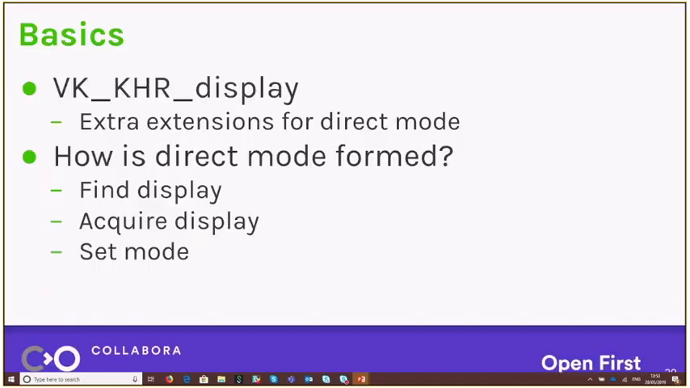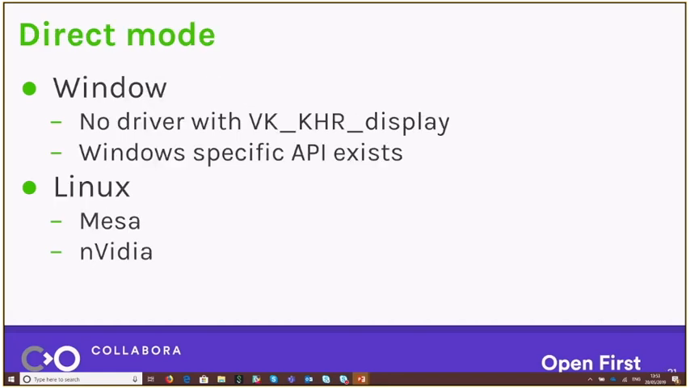You need the base extension, which is VK_KHR_display, and that's the next extension. And the process here is similar. You find the display, you find the mode, you find the little nitty details that go into actually setting the mode. You acquire that display, and then you set the mode to bring it all up.